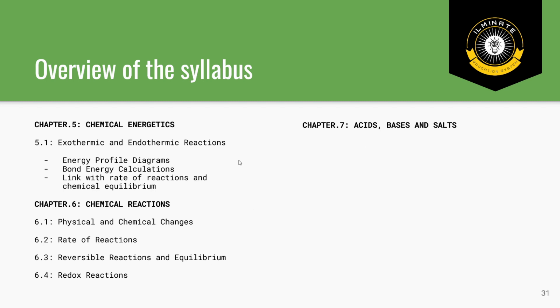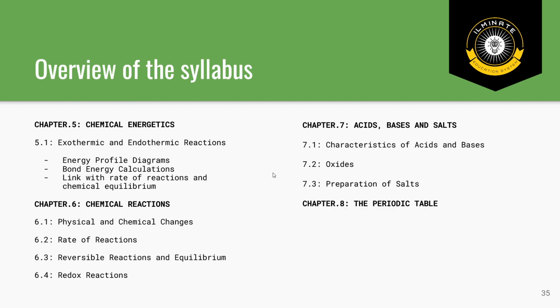Then we have chapter 7, acids, bases, and salts, in which we'll be learning the characteristics of acids and bases, how they're different from each other, and their basic properties. We have oxides, the different types of oxides, such as acidic oxides and basic oxides. We'll be learning about that as well. Then we have the preparation of salts, how different types of salts are made, and what their properties are as well, like solubility.